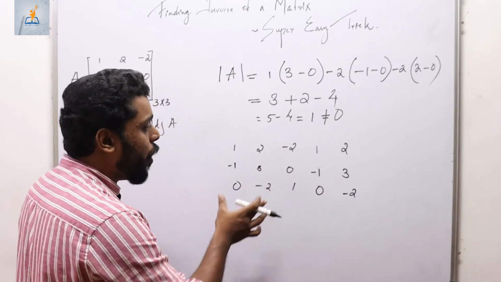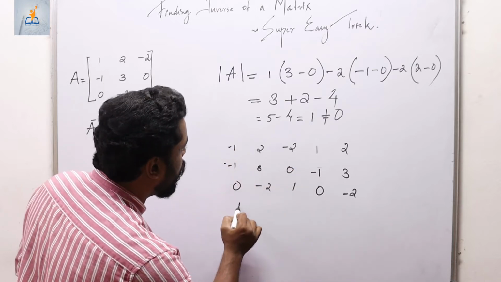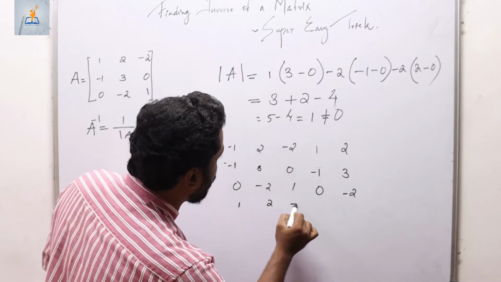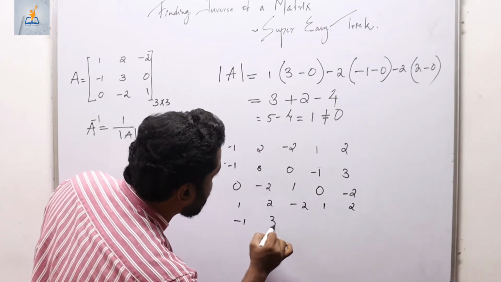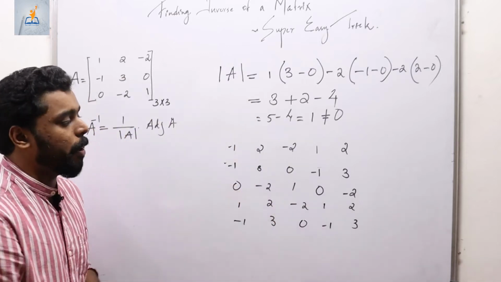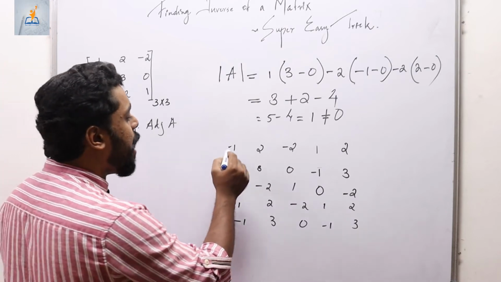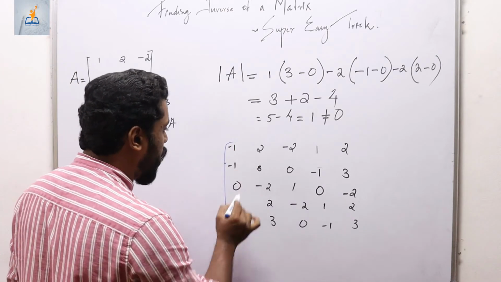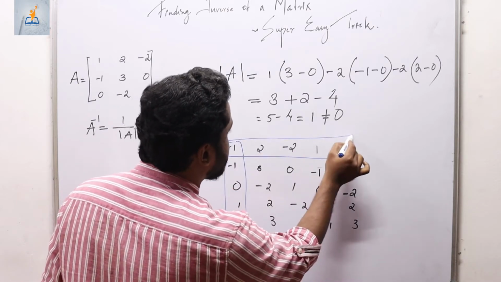Now again I am going to replicate the first two rows to the downside. So it will be 1, 2, minus 2, 1, 2, and again minus 1, 3, 0, minus 1, 3. So I got a bigger number table like this. Now what I am going to do is delete the first column and the first row from this entire list.